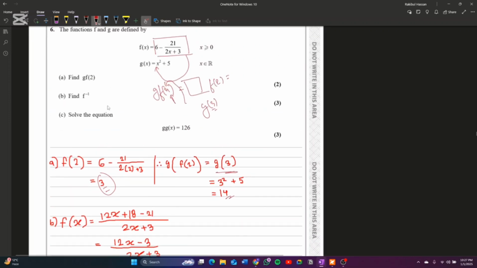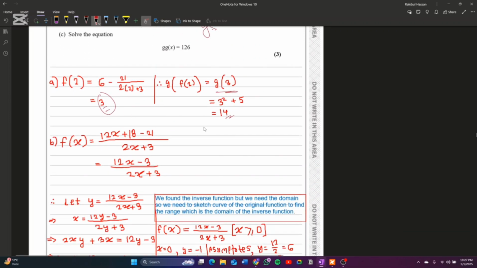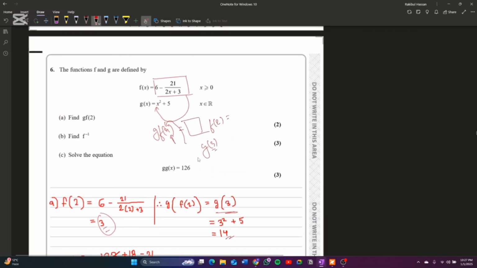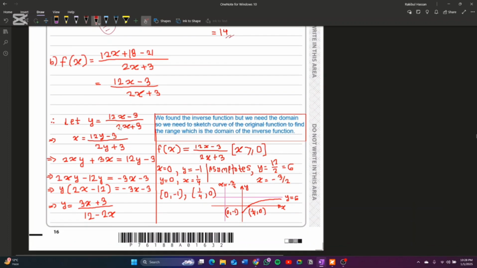Okay, B, find f inverse. For inverse, we take this as y, right? We take this as y, and then we try to make x the subject. So we made x the subject.